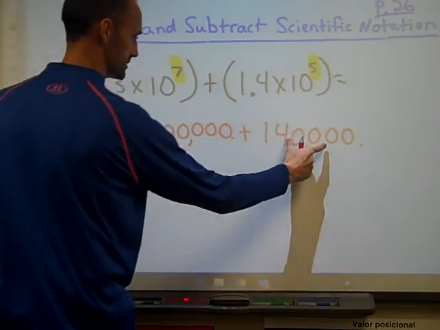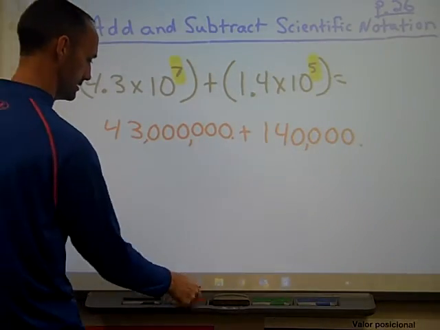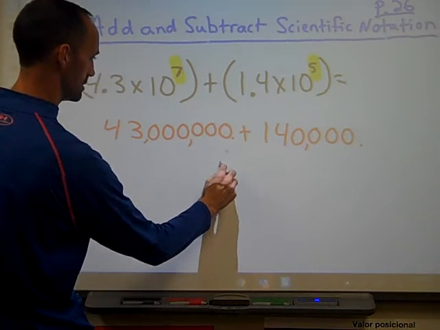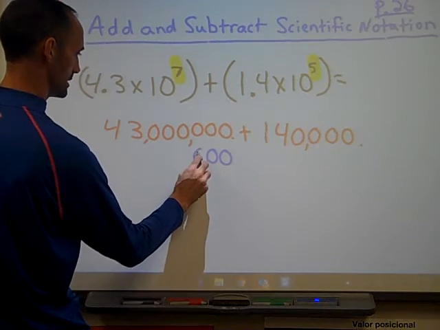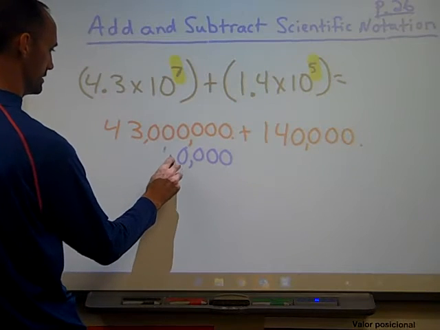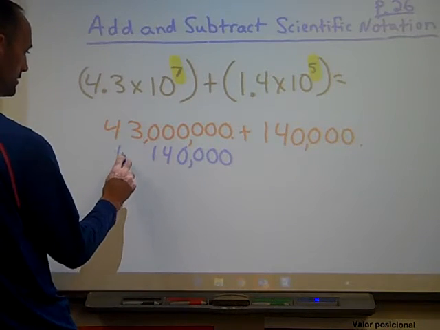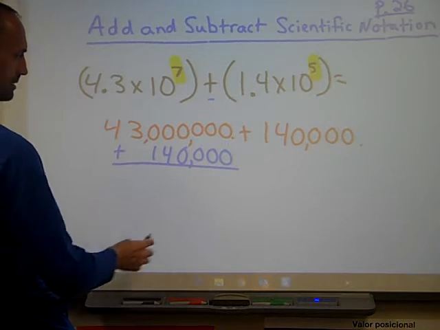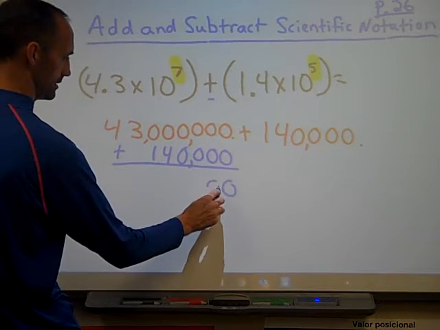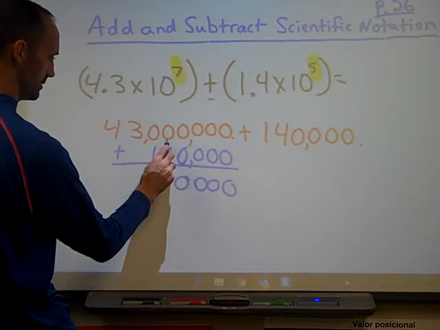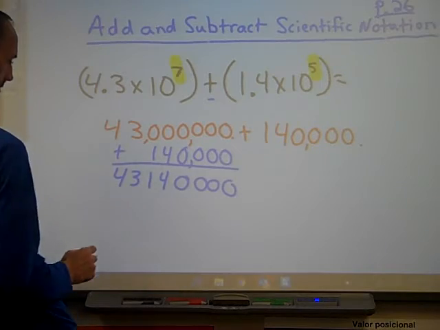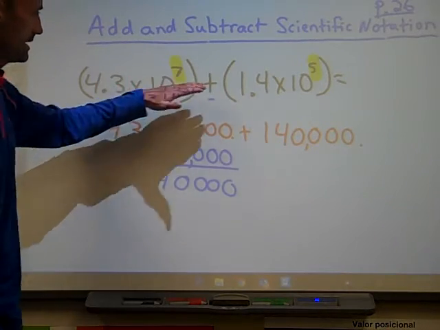So I'm going to take this one and put it underneath: 43 million. So we're going to take 140,000, right? And we're going to add, because that's what we're doing, we're adding. 0, 0, 0, 0, 4, 1, 3, 4. Okay? So now I've added these two numbers in standard form.